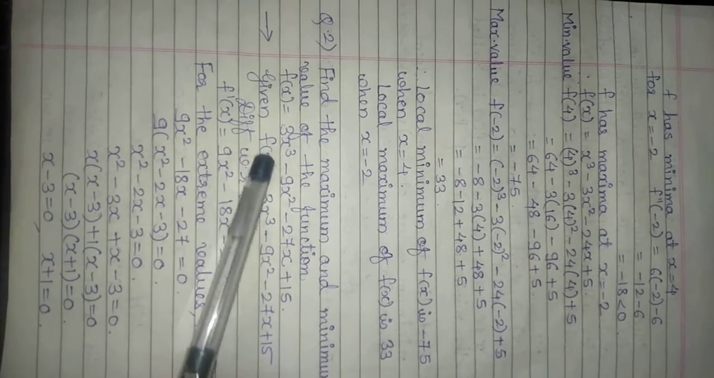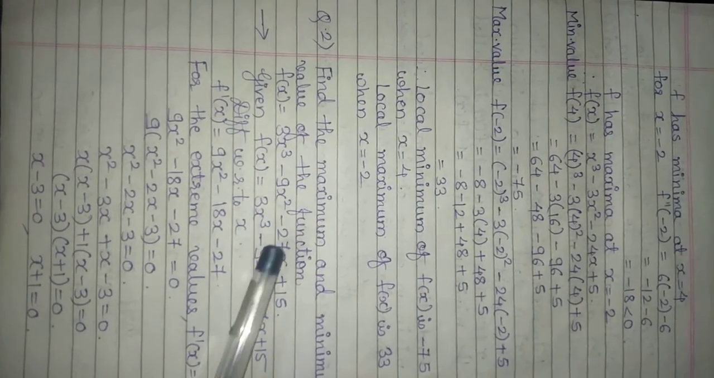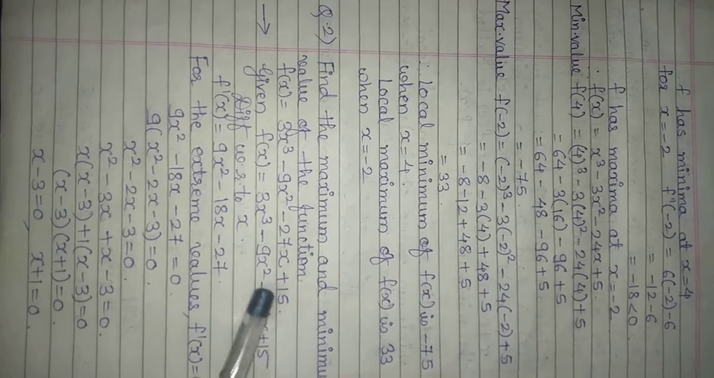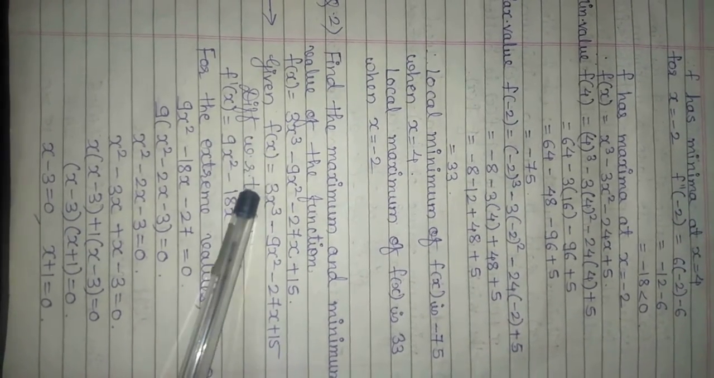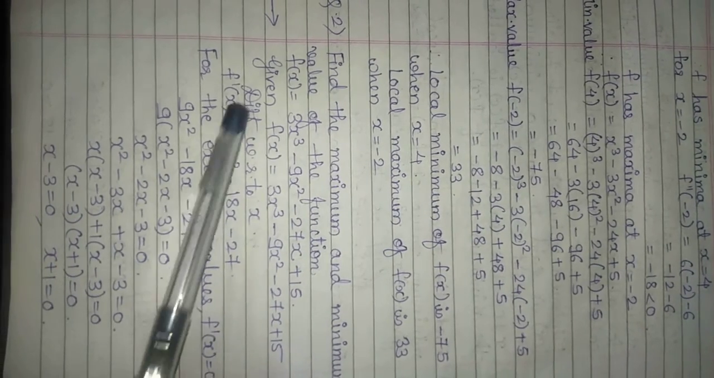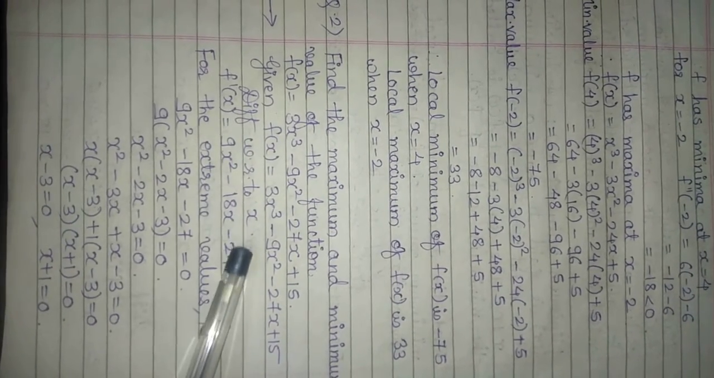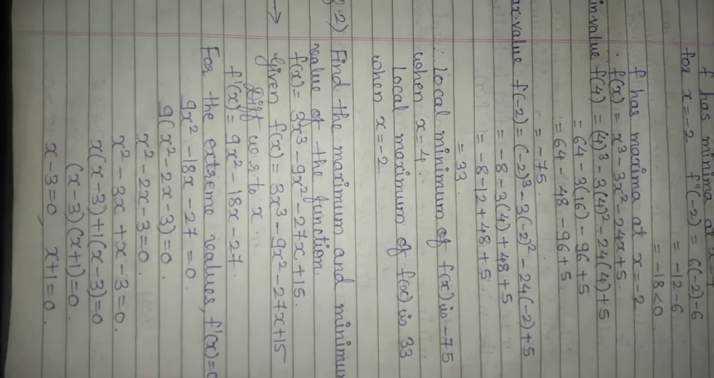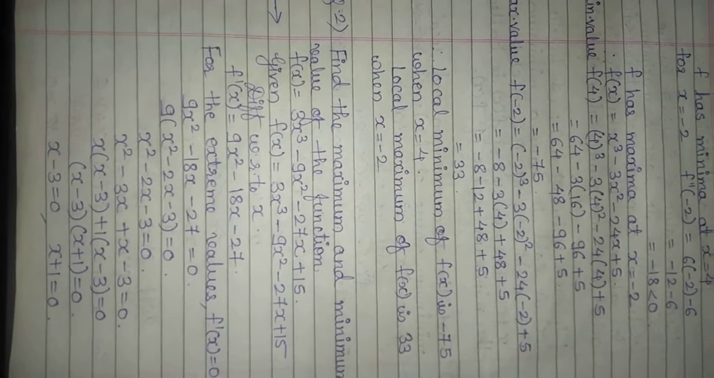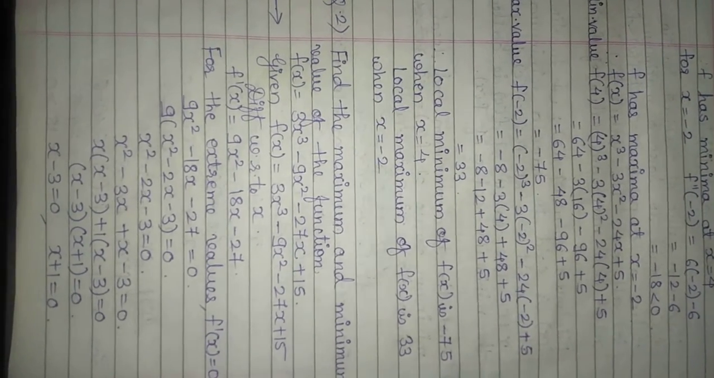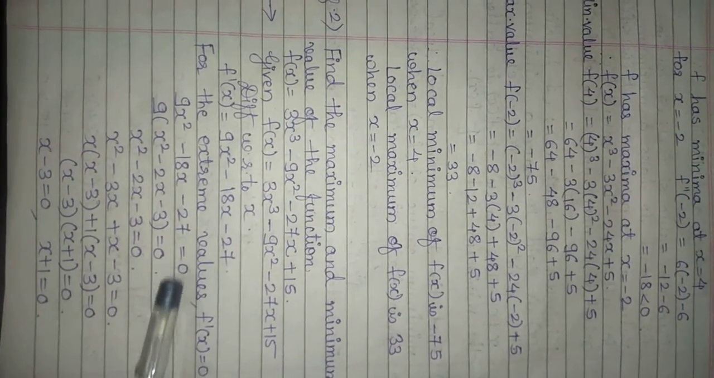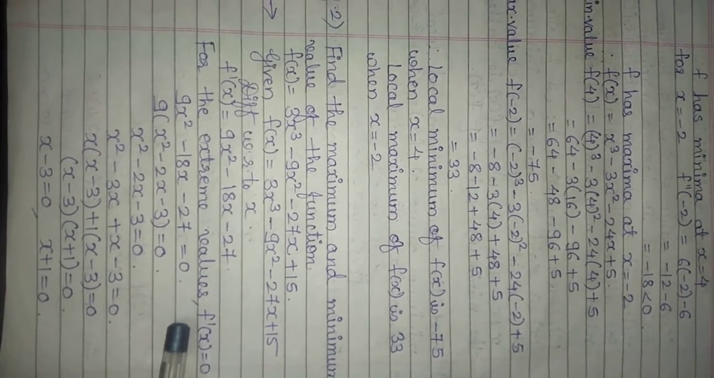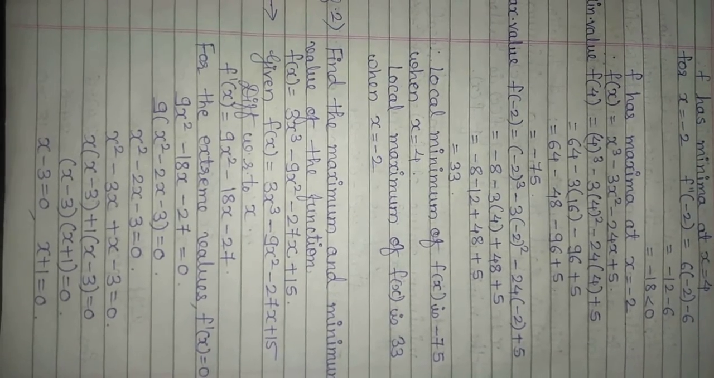Function is equal to 3x cube minus 9x square minus 27x plus 15. Now first we will write the given function as it is, differentiating with respect to x. So f dash of x is equal to 9x square minus 18x minus 27. For the extreme values, we consider f dash of x is equal to 0.